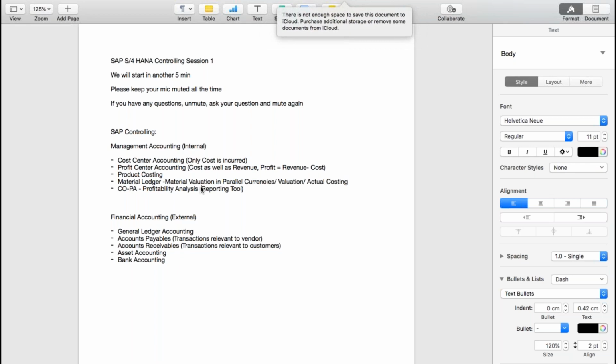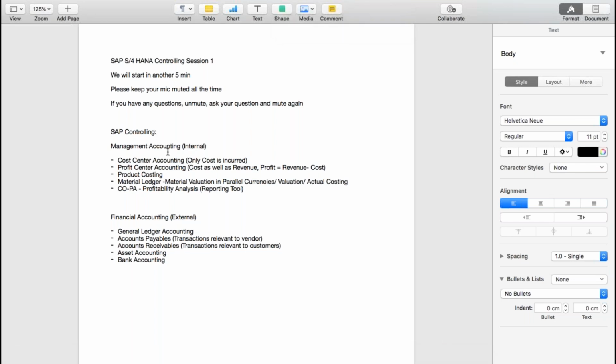Okay, and not only the actual reports, you can also carry out planning in COPA. Which is now in SAP S4 HANA, it is simplified a lot compared to what COPA was in ECC. Okay, so these are at the higher level. What are the topics that we are going to discuss in SAP controlling course?